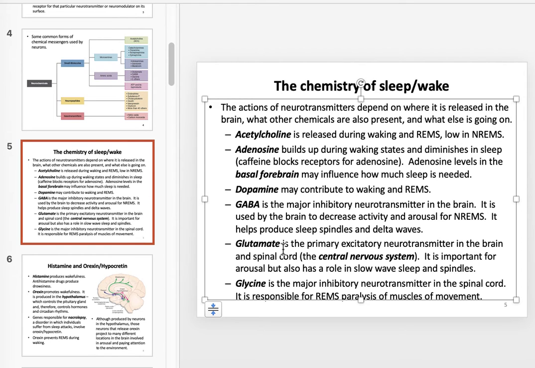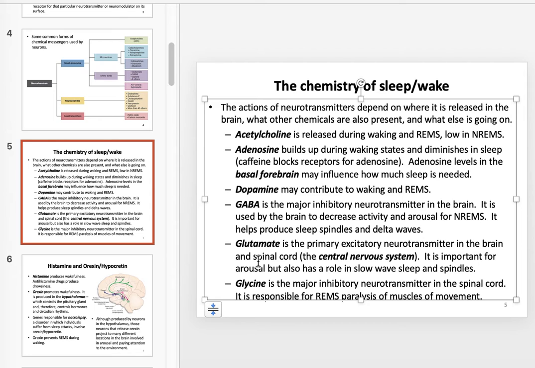Glutamate is the yin to GABA's yang. So yin-yang, we've got GABA being the major inhibitory neurotransmitter. Glutamate's the major excitatory neurotransmitter in the brain and the spinal cord. Together, the brain and spinal cord make up the central nervous system.